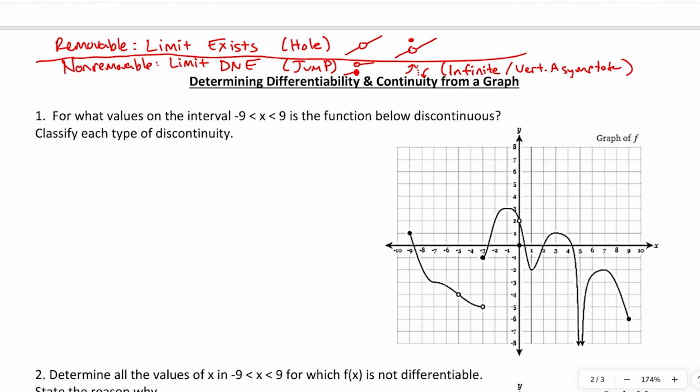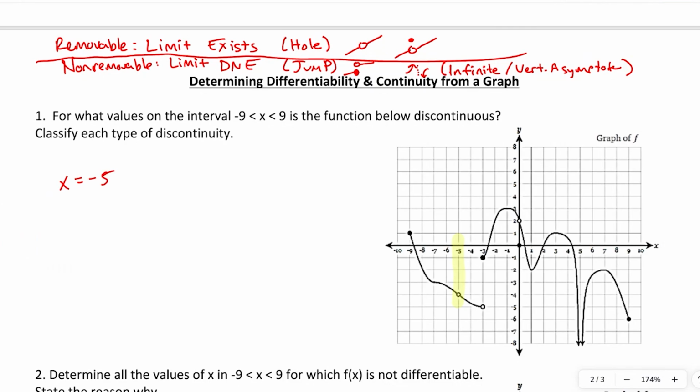All right, so looking at that first graph, we're basically going to read it left to right and look for any place where, if you were to sketch the graph, you'd have to pick up your pencil. The first time that happens is right here at -5. Okay, so we have a discontinuity at -5. We've got one at x equals -5.